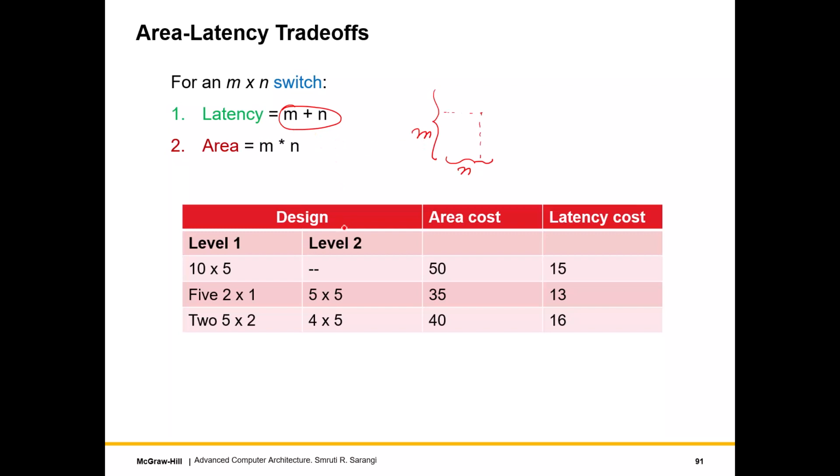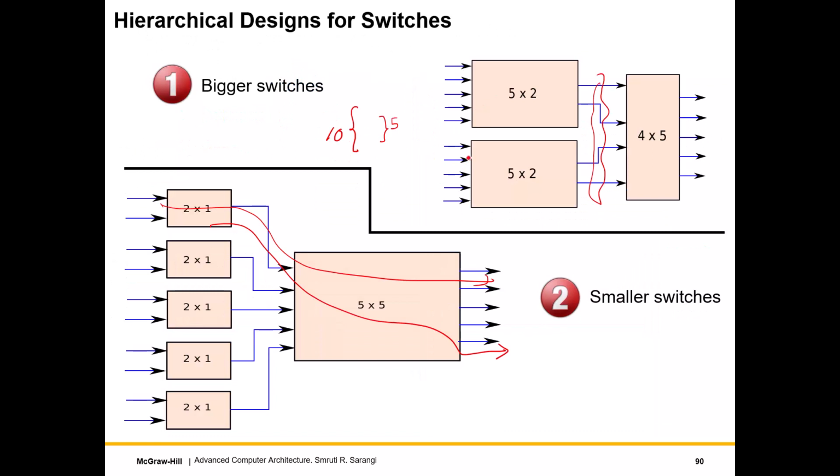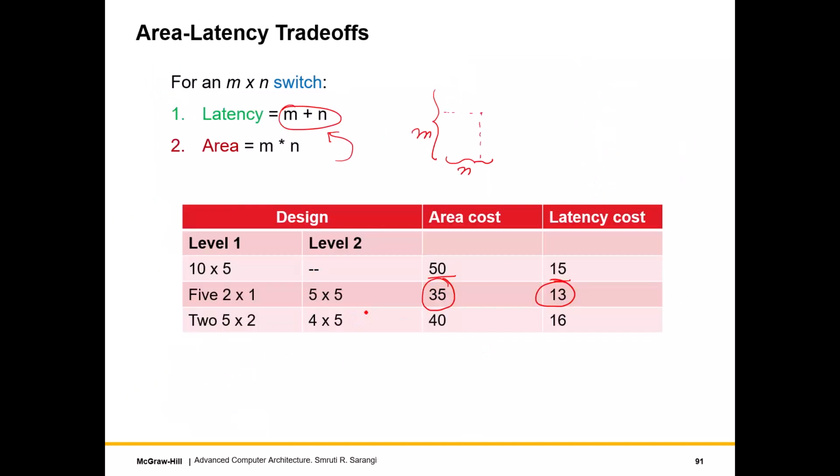If you look at a single level 10 cross 5 switch, its area cost is 50 and latency cost is 15 as per these formulae. Now if we have 5 2 cross 1 switches and then 1 5 cross 5 switch, basically the area cost will be much lower. The area cost will be 35 and the latency cost will be 13. So this is the big switch design which is over here, and we go with the small switch design, which are several of these smaller ones and 1 5 cross 5.